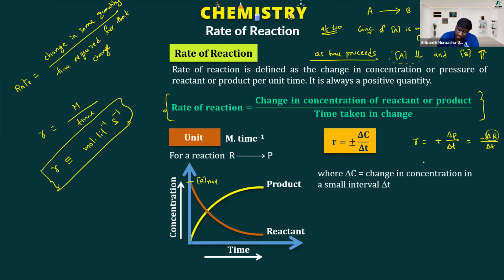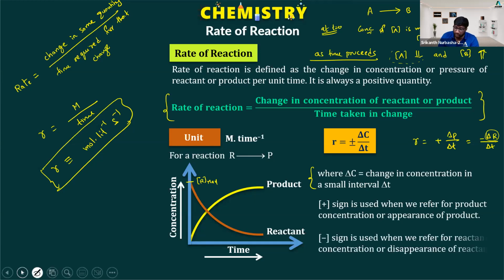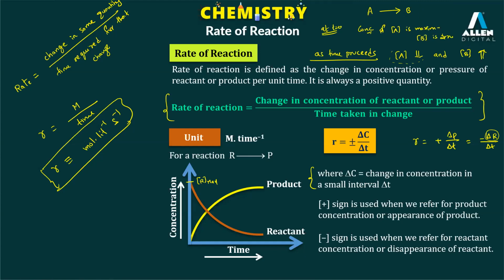Here delta C is the change in concentration in a small time interval delta T. The plus sign is used when we refer to product concentration or appearance of product, and we use the minus sign whenever we are talking with respect to reactant, because concentration of reactants is decreasing over time and concentration of products is increasing over time. Is that clear, students? Yes, sir. Very good.